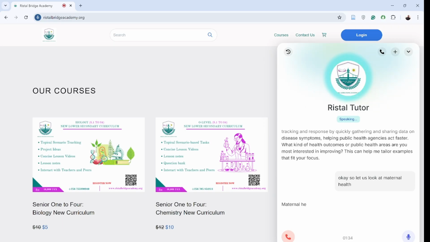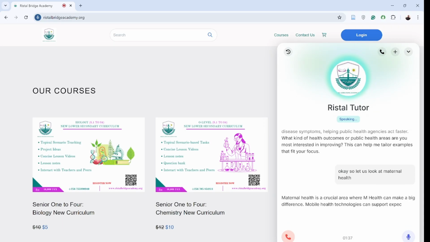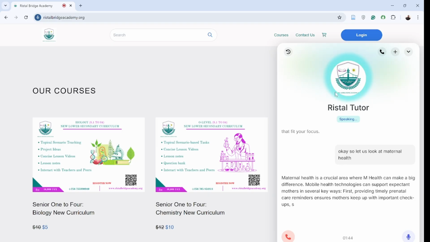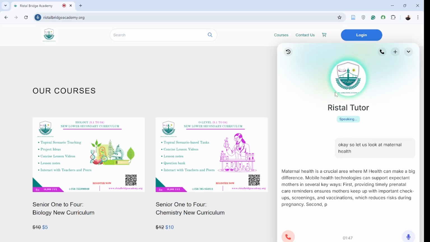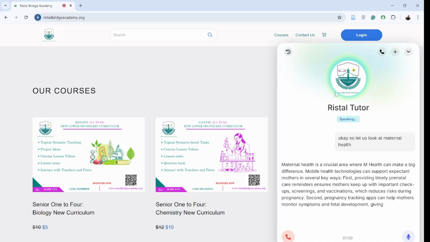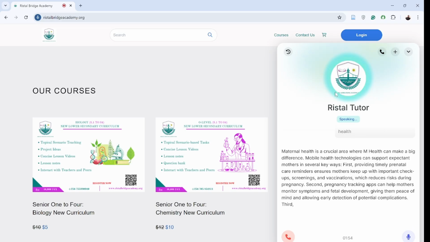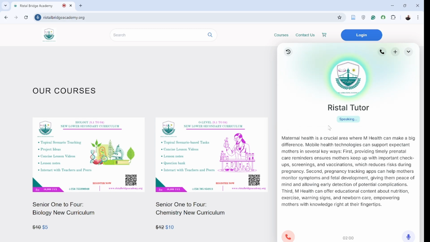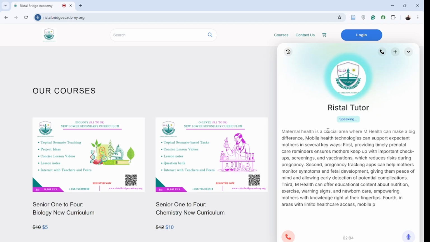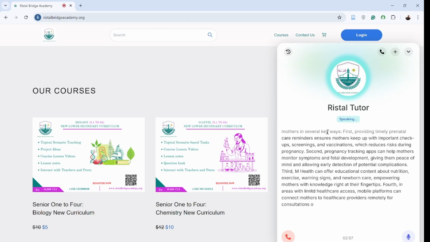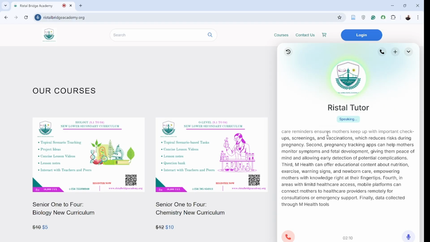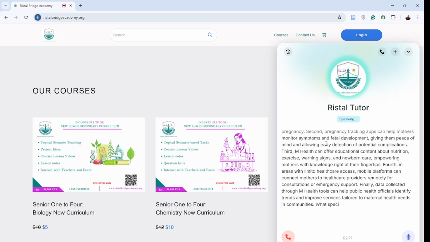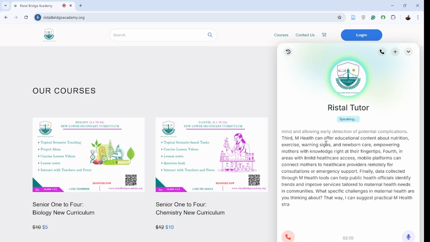Maternal health is a crucial area where mHealth can make a big difference. Mobile health technologies can support expectant mothers in several key ways. First, providing timely prenatal care reminders ensures mothers keep up with important checkups, screenings, and vaccinations, which reduces risks during pregnancy. Second, pregnancy tracking apps can help mothers monitor symptoms and fetal development, giving them peace of mind and allowing early detection of potential complications. Third, mHealth can offer educational content about nutrition, exercise warning signs, and newborn care, empowering mothers with knowledge right at their fingertips. Fourth, in areas with limited healthcare access, mobile platforms can connect mothers to healthcare providers remotely for consultations or emergency support. Finally, data collected through mHealth tools can help public health officials identify trends and improve services tailored to maternal health needs in communities. What specific challenges in maternal health are you thinking about? That way I can suggest practical mHealth strategies that address those issues directly.